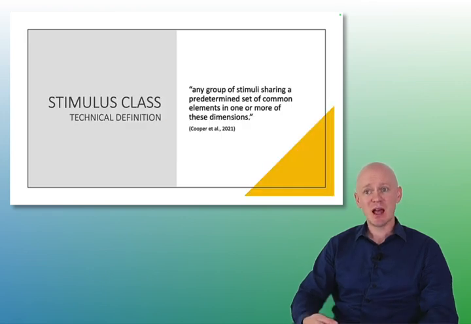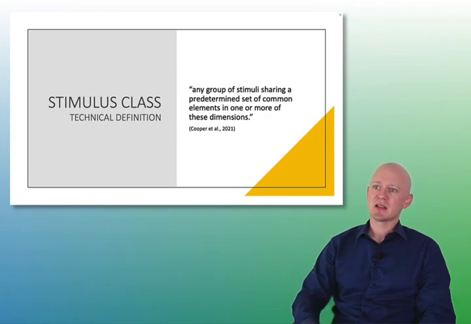A stimulus class differs from a response class in that the technical definition of a stimulus class is any group of stimuli sharing a predetermined set of common elements in one or more of the dimensions of a stimulus or physical event. We can talk about stimulus events formally by physical features, or temporally, for example, when they happen with respect to the behavior of interest, as well as functionally. Justin's going to talk much more about functions of behavior, but when we talk functionally, we're talking about a stimulus's effect on behavior.